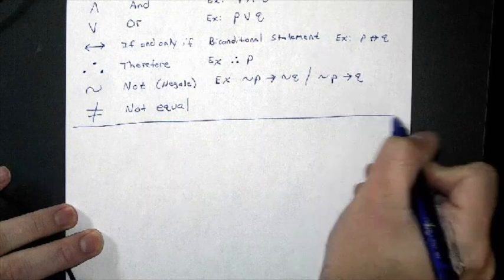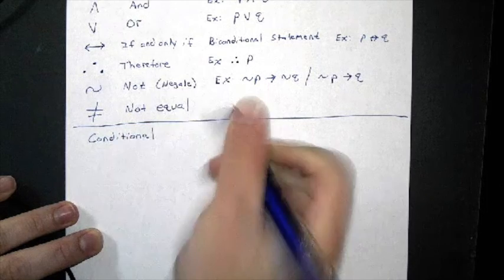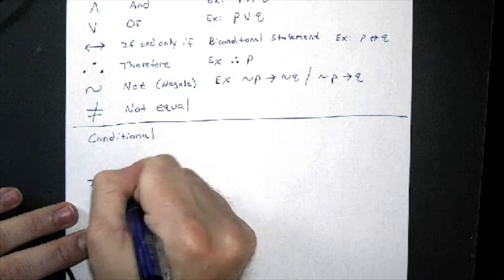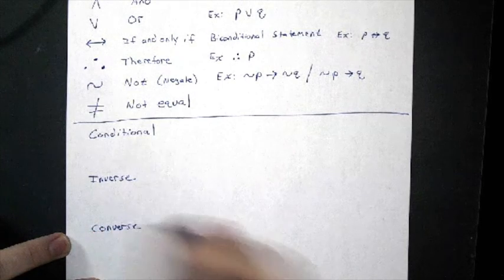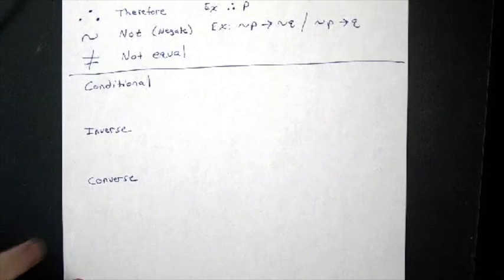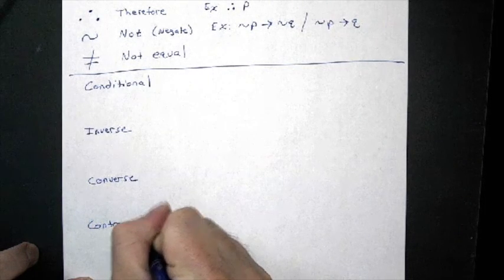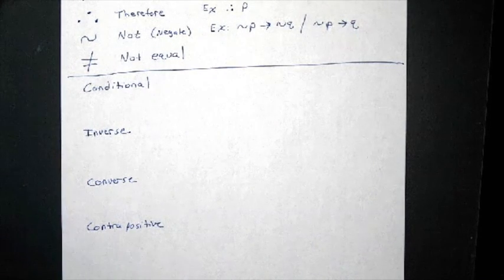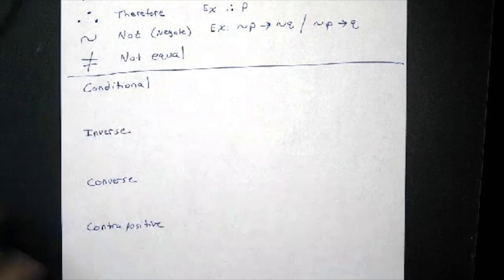So the next thing that I want to review with you is a conditional statement, also the inverse of a conditional statement, also the converse of a conditional statement, and the contrapositive of a conditional statement. So you're going to have to memorize these. They're not on a formula sheet. There's no good tricks. It's just going to be a memorization.